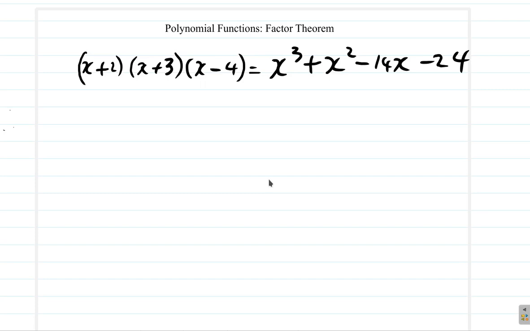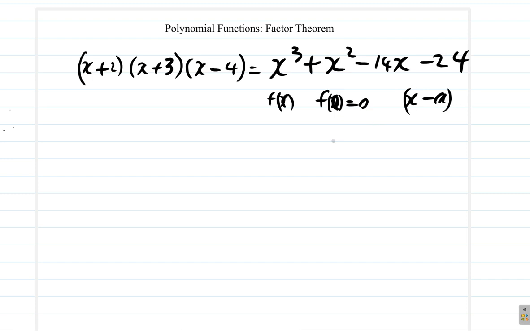We want to look at the factor theorem using this polynomial function here. So remember, the factor theorem says if you have a function f of x, and if f of a is equal to 0, then x minus a is a factor. You have a function f of x and you put in a number a and you get 0, then x minus a is a factor.